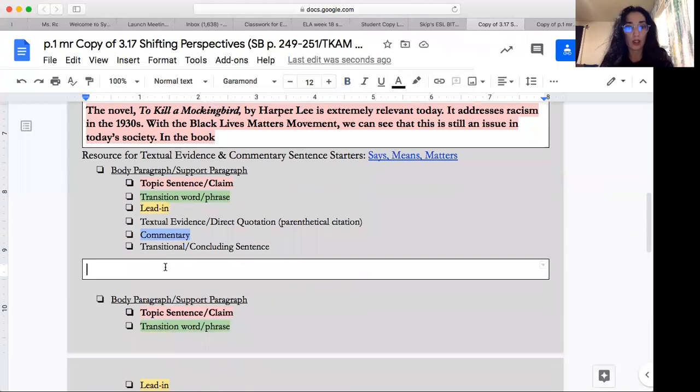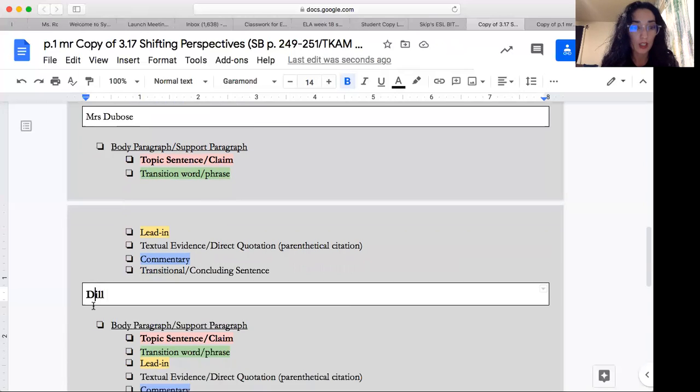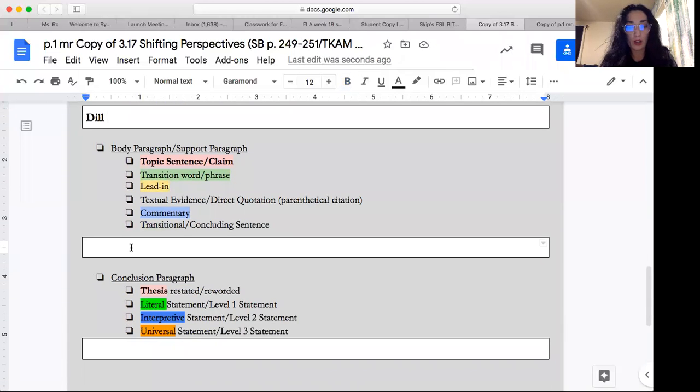Okay, so we decided I want to write about Mrs. Dubose being a nasty, racist old lady. I want to write about Dill, Scout's cousin, who calls Atticus the N-word lover. He says, "N lover," and then Scout gets really mad. She doesn't even know what it means, but she gets mad and she punches him. And then she gets in trouble. Okay, so Mrs. Dubose, Dill, and then for the last one, Tom Robinson.